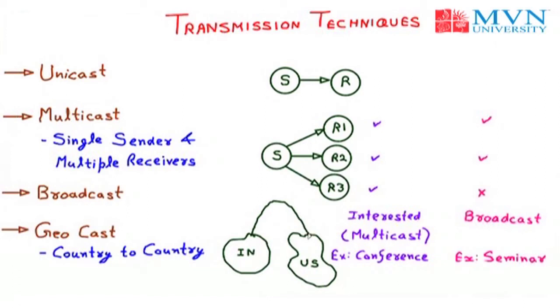So today we have discussed the four casting techniques, the unicast, the one-to-one connection, multicast, that means one-to-many, broadcast, again one-to-many, but we have the interested as well as the not interested people, and the geocast, that means the country to country communication. So that's all about the transmission techniques.